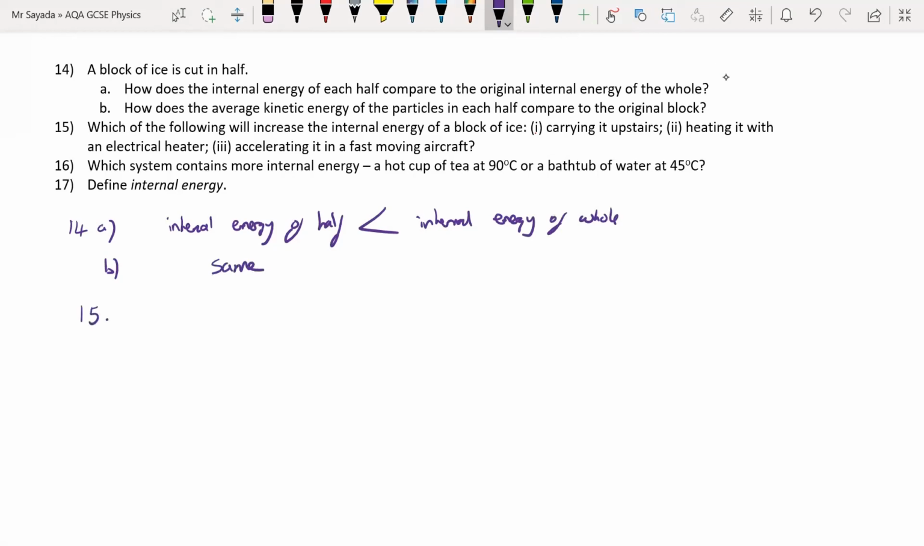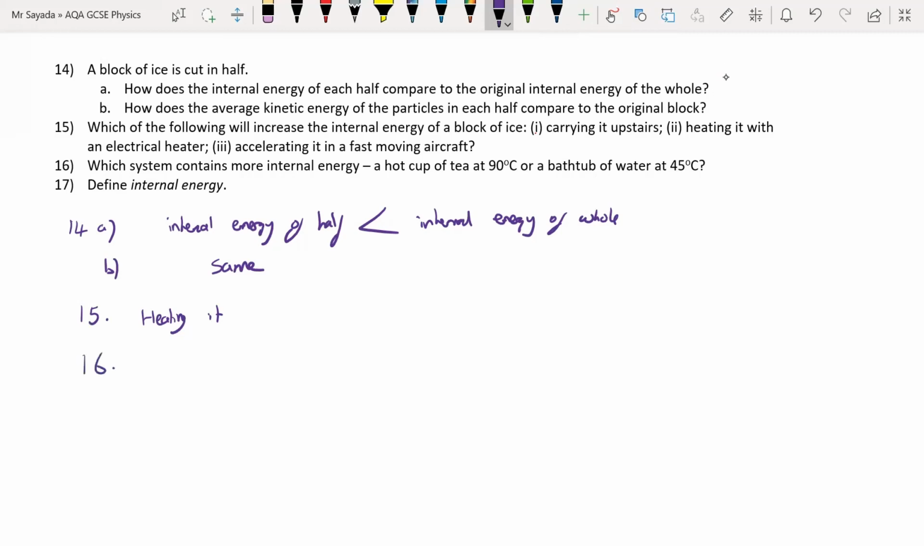The only one in question 15 which will increase the internal energy is heating it. Lifting it up will increase the gravitational potential energy of the whole block of ice, not of the particles inside. Accelerating it will increase the kinetic energy of the block of ice, not of the particles inside. So the only thing that will increase the internal energy is heating it.